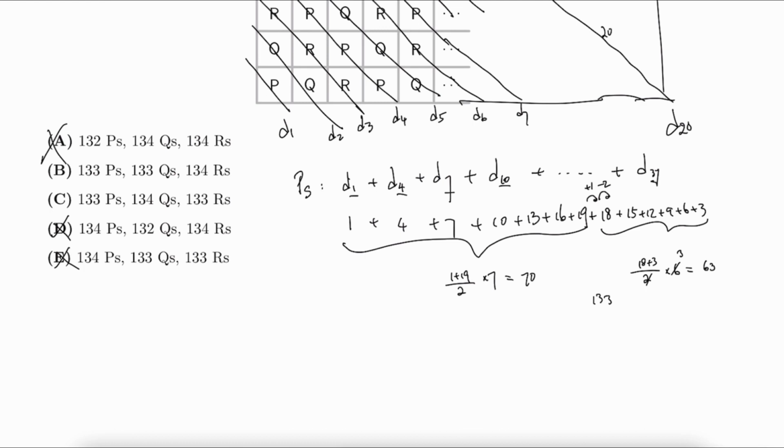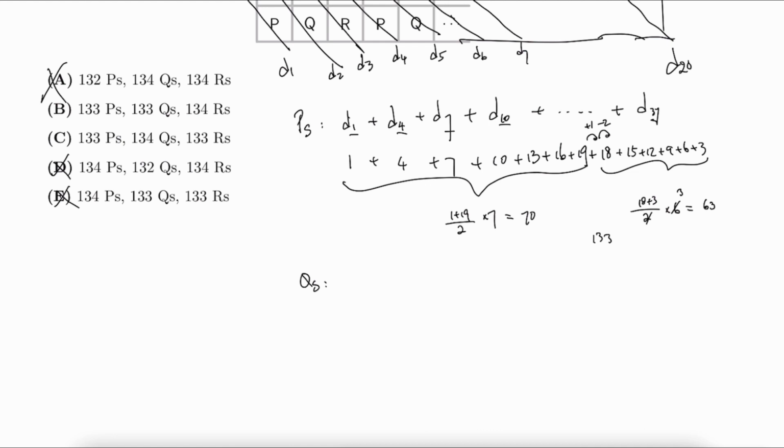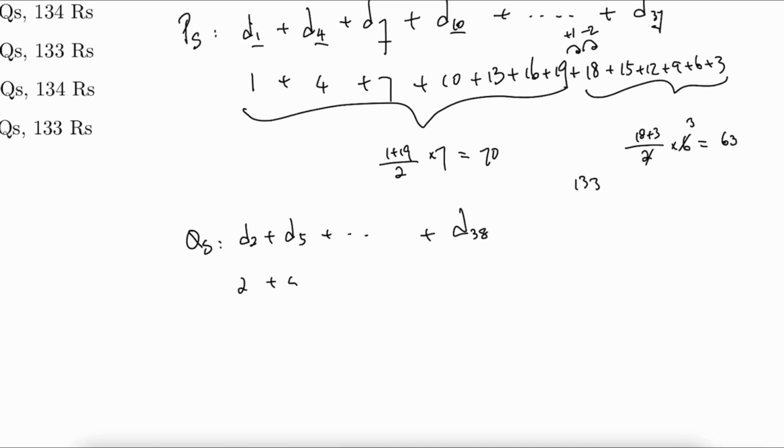Now, if we're confident that we are correct, we can just do one more. Let's do Q, and say it's either 133 or 134. And just say, oh, I know it's going to be that, and be done. Q is going to be diagonal 2 plus diagonal 5 plus dot dot dot all the way to diagonal 38. That is going to be 2 plus 5 plus 8 plus dot dot dot, all of the numbers with remainder 2 when divided by 3, which means that we would get to 20 itself, and then 17, and then go down from there. Let's just leave this alone for now. You can calculate it, of course, if you want.